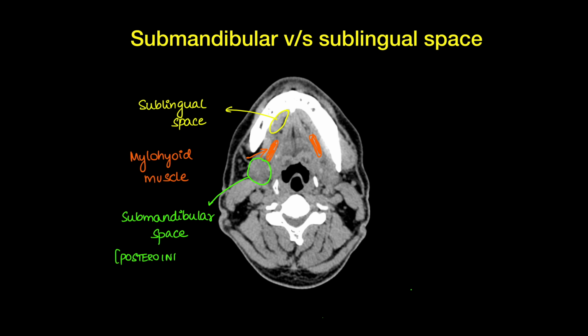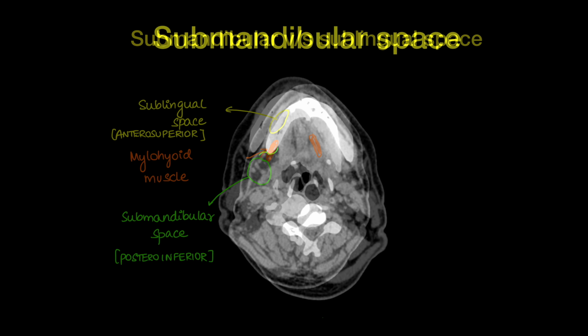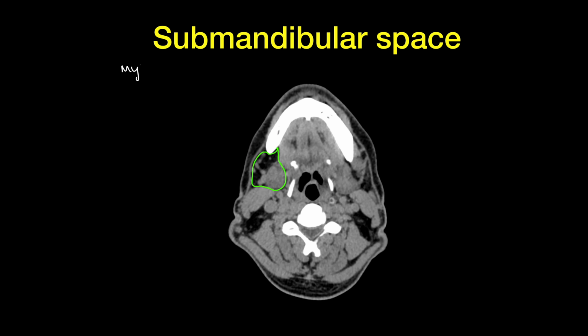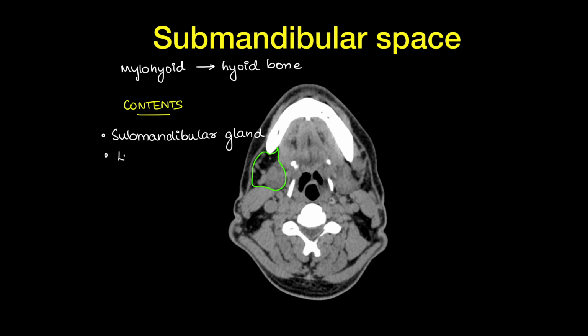But in actual anatomy, submandibular space is posterior inferior to mylohyoid muscle. Sublingual space is anterior superior to the mylohyoid muscle. First we'll see submandibular space. So this is the submandibular space. I have taken the lower sections. We can see hyoid bone here. Submandibular space extends from mylohyoid muscle to hyoid bone. Contents are submandibular gland, lymph nodes, fat and digastric muscle.